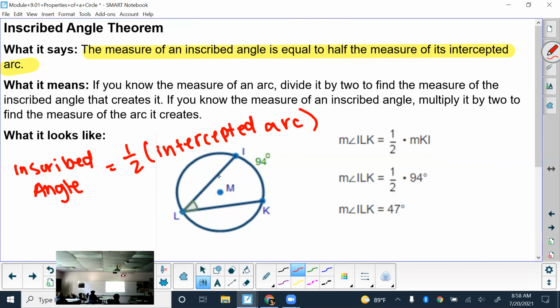All right, so the measure of this angle in here on this picture is going to be half of the arc. So since the arc is 94, that's what they did right here. They took half of it, which is 47. So that measure for L is 47.